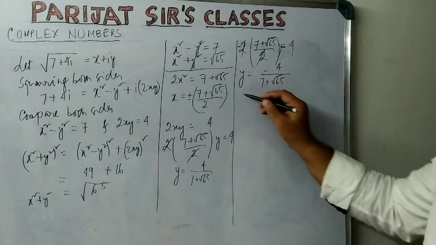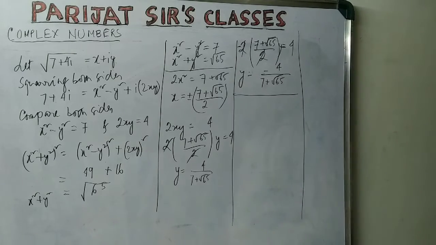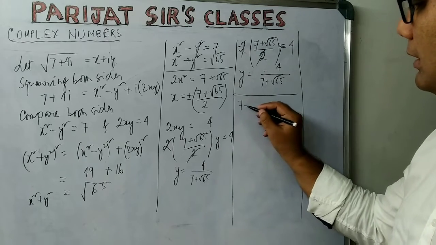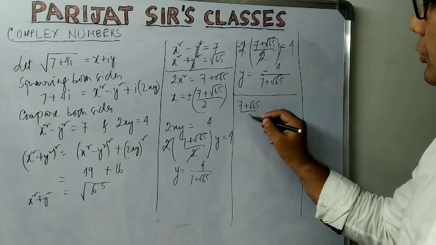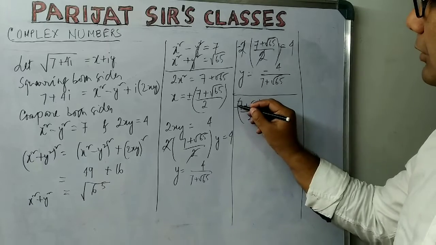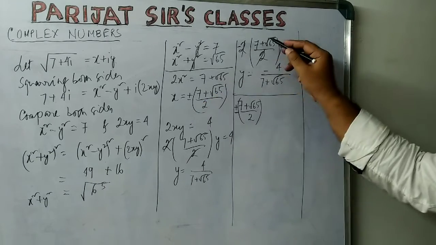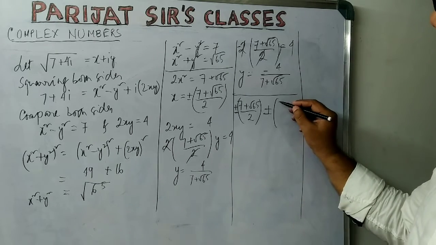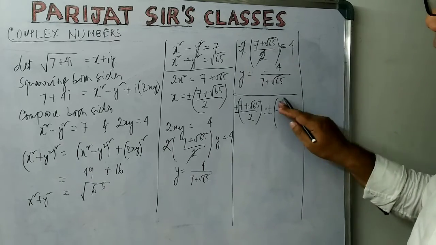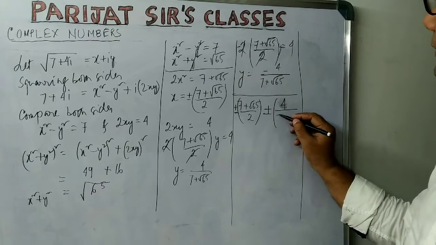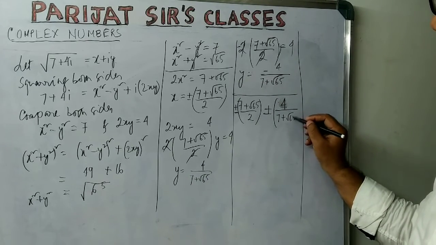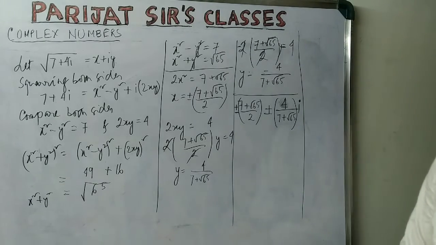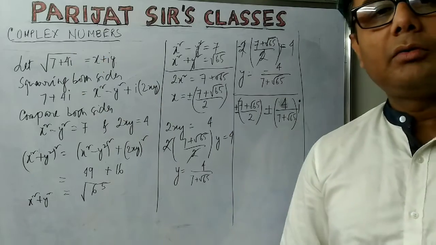Okay. So that means we are getting two values of the complex number. If I take x as plus, I am getting y as this. So my complex number can be 7 plus root 65 by 2. I can take the plus of it and the minus of it. I took plus here and then minus here. So I am getting y as plus and minus 4 by 7 plus root 65, I. So this is my complex number's square root. Square root of the complex number. This is how I've done.